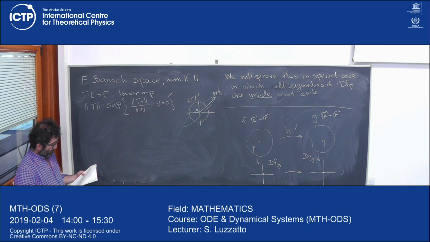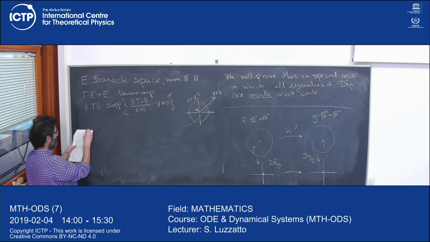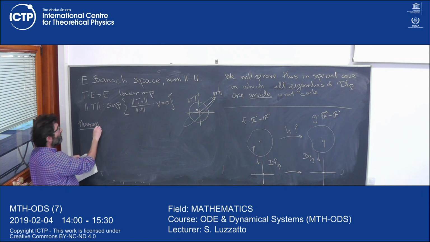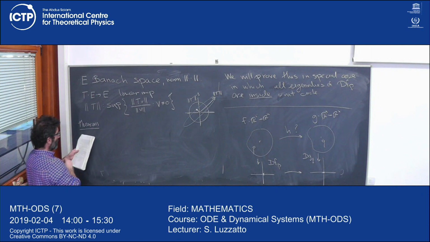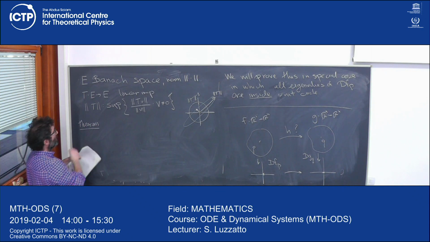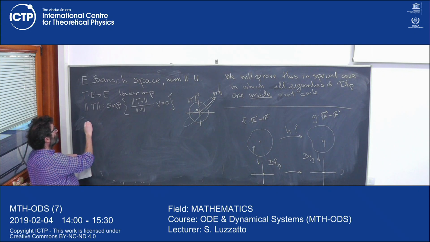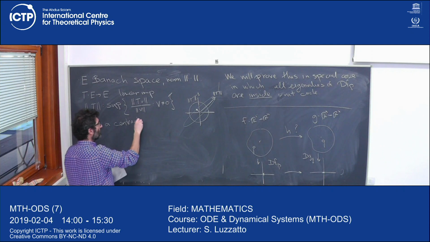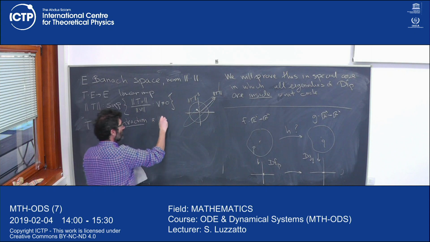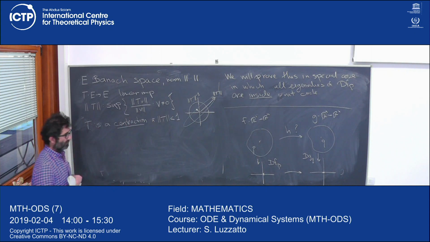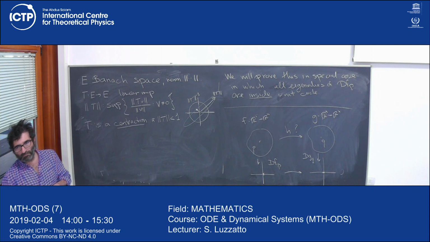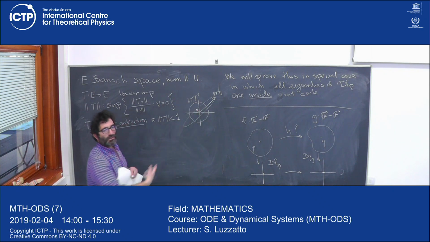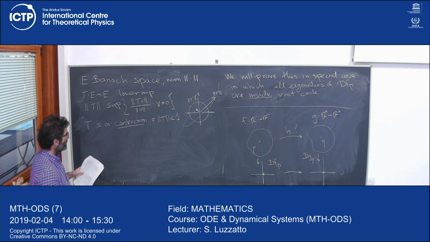So the theorem is the following. We're in this setting. We will say that T is a contraction if the norm of T is strictly less than 1. That means that this ellipse is mapped strictly inside the circle, so every vector is contracted. So that clearly means it's a contraction. It's a linear contraction.